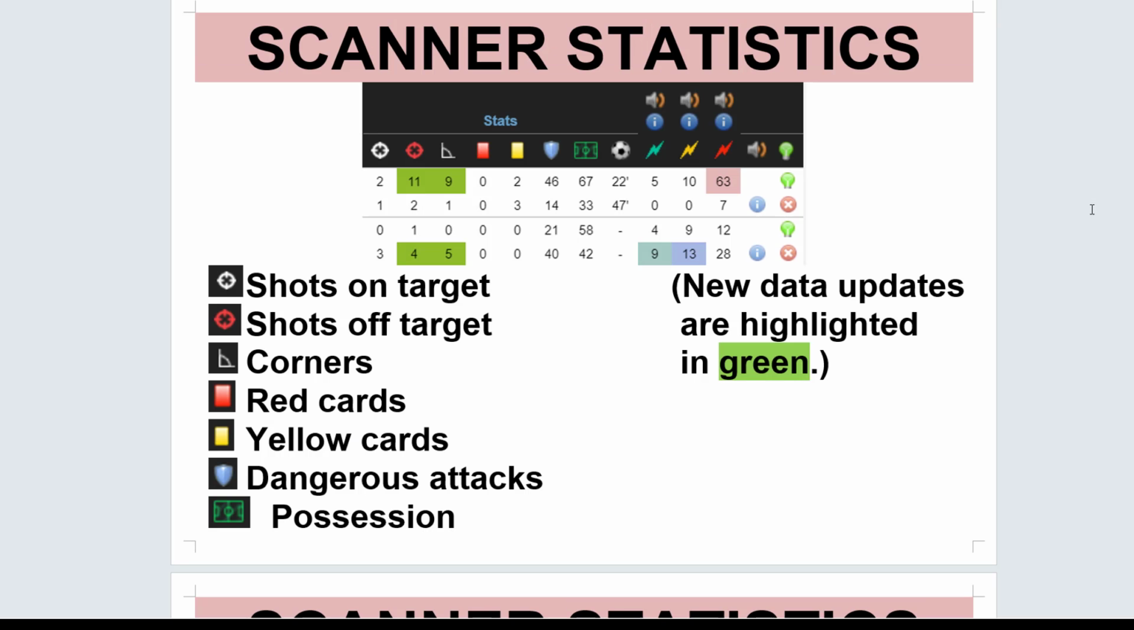What kind of in-play statistics does the scanner show you? Well, it shows you shots on target, shots off target, corners, red cards, yellow cards, dangerous attacks, possession, and when new data is updated, it becomes highlighted. So when a new shot off target has happened, it's highlighted in green here.